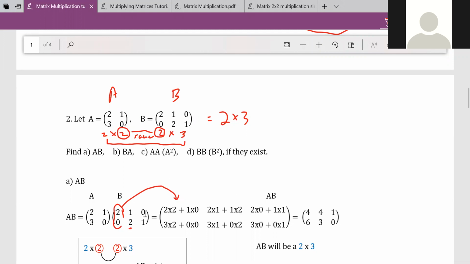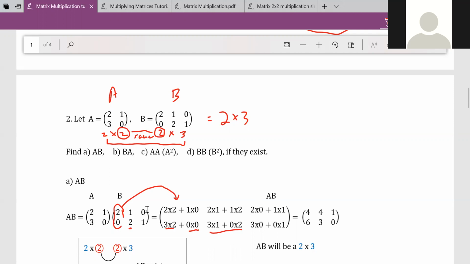Then they go to the last column, the third column. So I have 2 times 0 and 1 times 1. There's the 2 times 0 and the 1 times 1. Then you're doing the same thing for the next row. So I have 3 times 2 and 0 times 0. There's your 3 times 2 and your 0 times 0. Then you go to the next column. Here's the next column. 3 times 1 and 0 times 2.